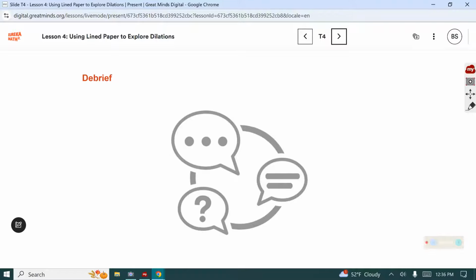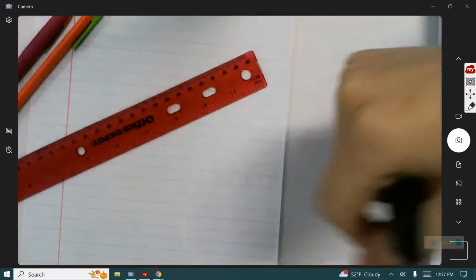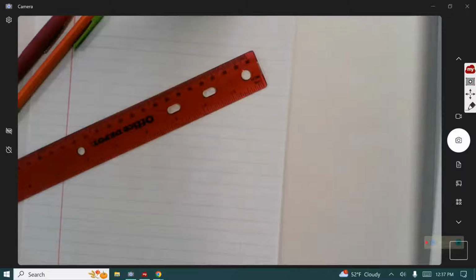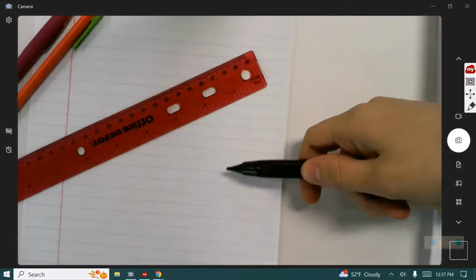Okay. We have an activity on lined paper that we are going to do. So I'm going to switch to the document camera. The first thing to consider is, what do you notice about the lines on this lined paper? All of the lines on our lined paper are parallel. As we proceed through this activity, we're going to use these features of the lined paper to apply a dilation. The other thing that is helpful is that they are all equally spaced.